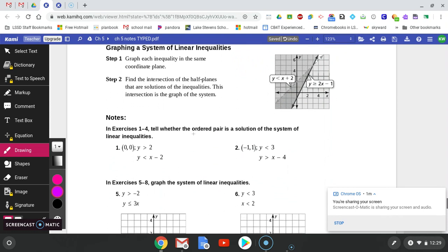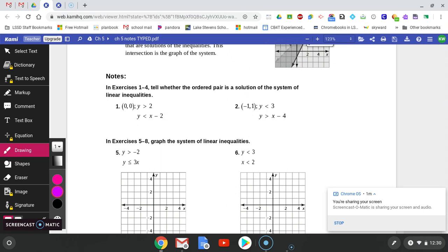Okay. So if we get started with these first ones, it just says tell whether the ordered pair is a solution to the system of linear inequalities. In other words, does it work for both of them? If it works for both of them, then it is a solution. If it doesn't work for both of them, that means if it works for one or if it works for neither of them, then it's not a solution to that system.